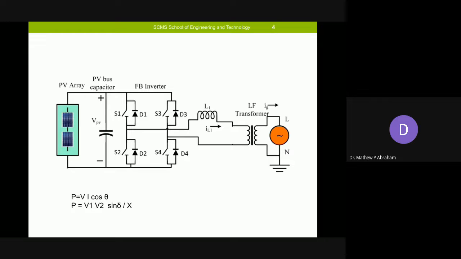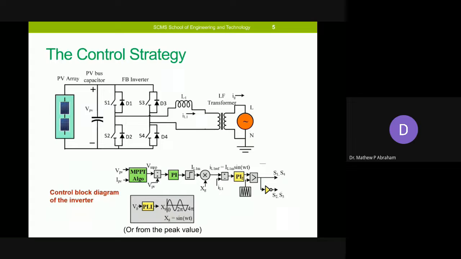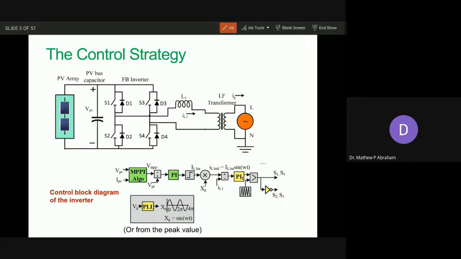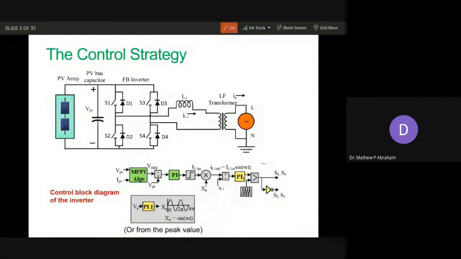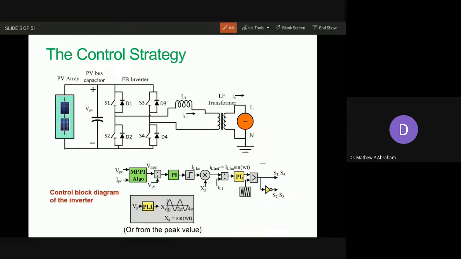So we take this as the power circuit diagram, a simple power circuit diagram. We have a PV array, which is connected to a capacitive filter to have a constant or almost constant voltage, and then it is connected to the inverter, and the output of the inverter is connected to the grid through an inductor, which is called a filter inductor.